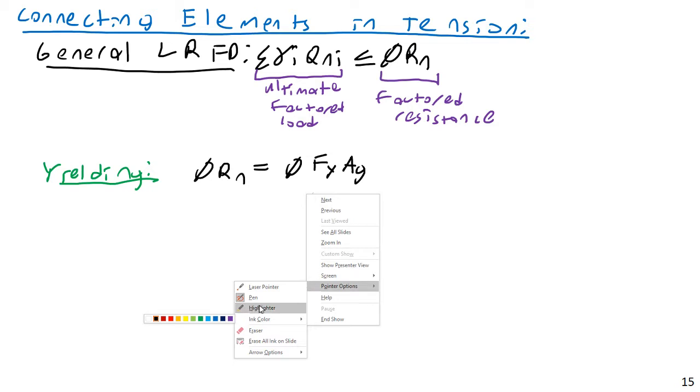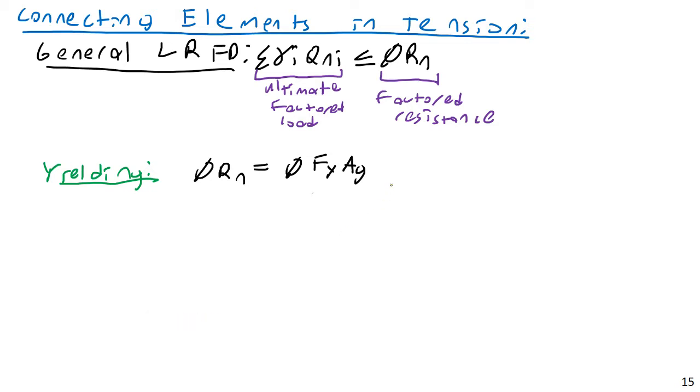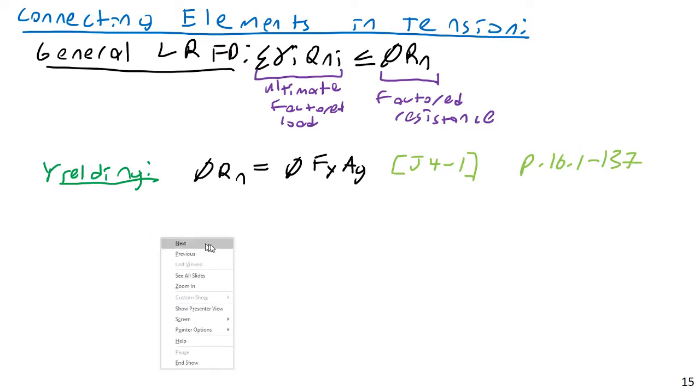And in terms of where this is, let me provide you a citation here. This is equation J4-1 in the connecting element section, on page 16.1-137 in the 15th edition of the AISC Steel Manual. And again, this phi here is going to be 0.9 for yielding.